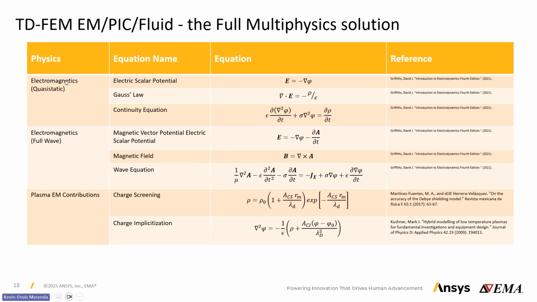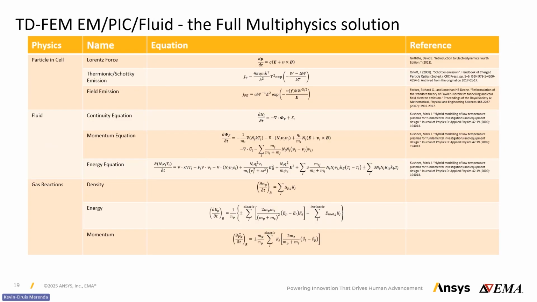So we have the electromagnetics, so we've already talked about the quasi-static and the full wave solutions. And then we have the electromagnetic contributions from the plasma itself. This is done through the space charge contribution, but it can also be done through a conductivity change of the media in which the gas is, due to the mobility of the electrons and ions in the system. So here you're seeing some of the charge screening methods that we have implemented in the tool and some of the implicitization schemes that we have as well.